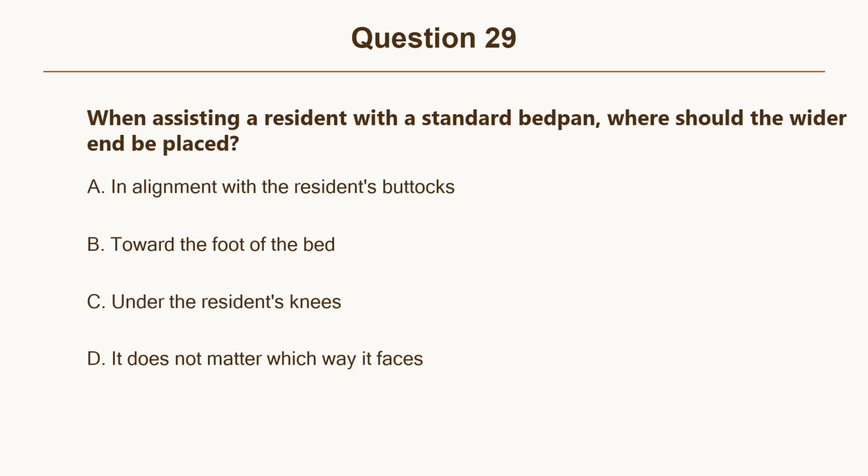Question 29. When assisting a resident with a standard bedpan, where should the wider end be placed? Option A, in alignment with the resident's buttocks. Option B, toward the foot of the bed. Option C, under the resident's knees. Option D, it does not matter which way it faces. The correct answer is option A, in alignment with the resident's buttocks.